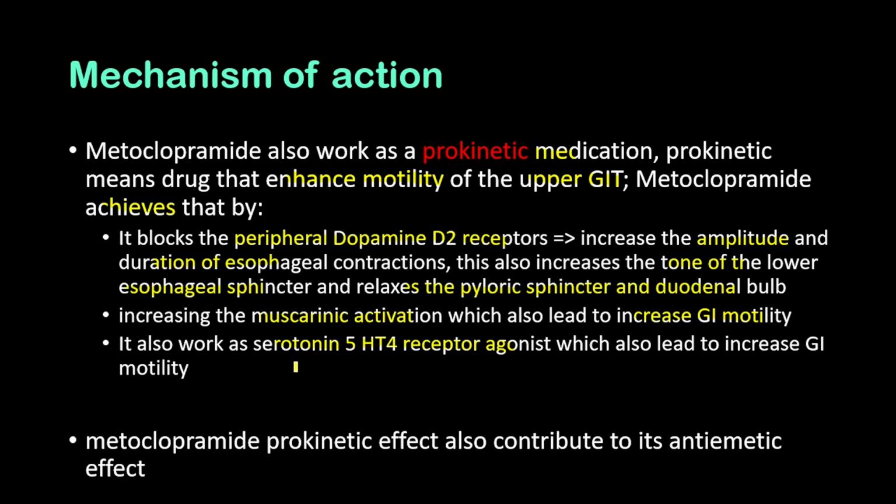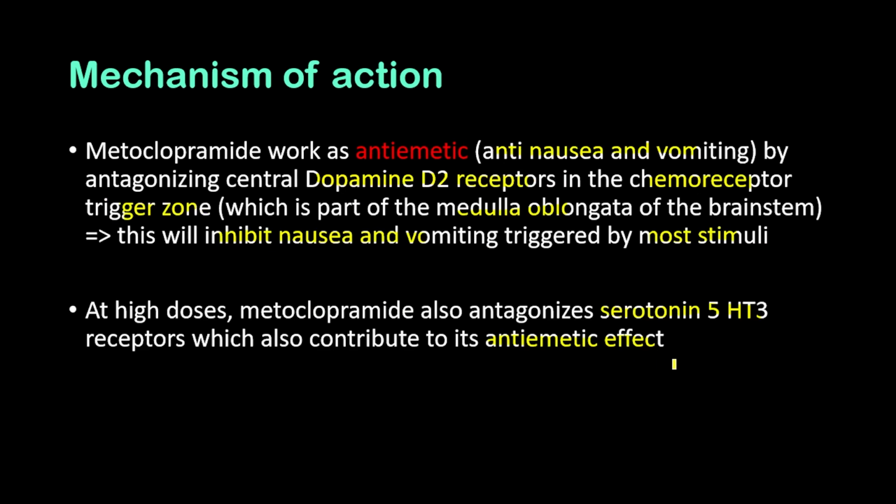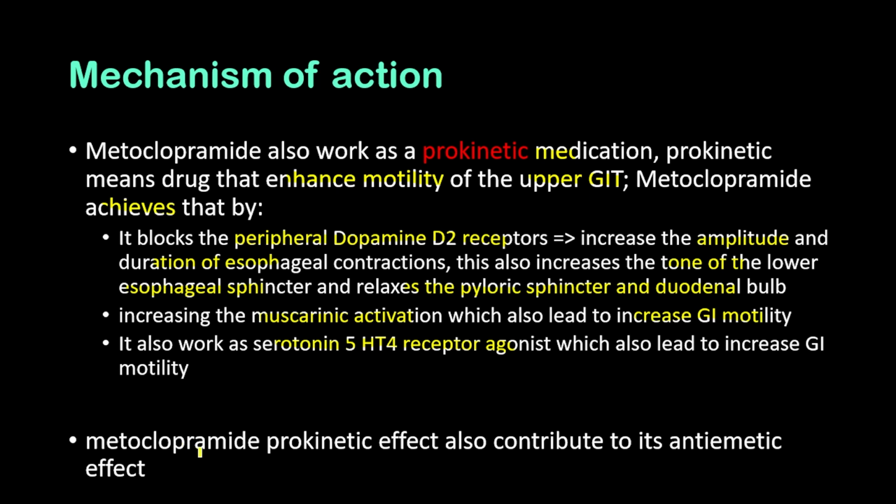So now metoclopramide works as an agonist for the serotonin 5-HT4 receptor, and it works as an antagonist for the serotonin 5-HT3 receptor. And the 5-HT4 helps in the gastric motility, while the 5-HT3 helps in the anti-emetic effect. Now the metoclopramide prokinetic effect also contributes to its anti-emetic effect. So by enhancing the motility of the gastrointestinal tract, this would also help in preventing the vomiting because there is no food left to vomit.